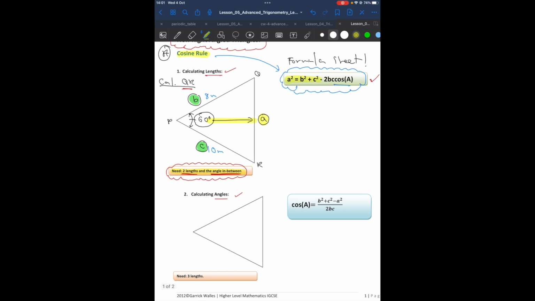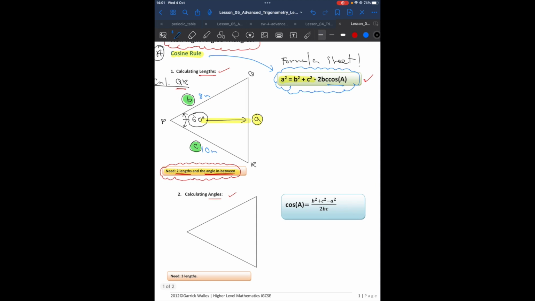Once you've labelled the sides of your triangle, all you then need to do is to replace into this formula the lengths from your labelled triangle. So you write it down exactly as you have it written down here in the formula. So we're trying to work out a squared. So we're going to write a squared equals. We're going to replace the b here in the formula with the 8 meters.